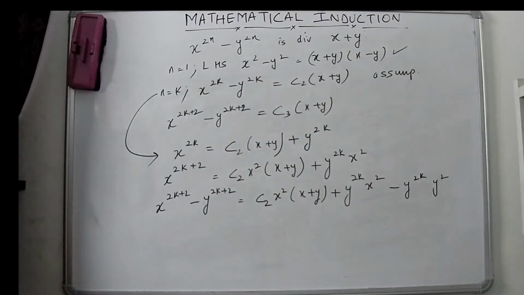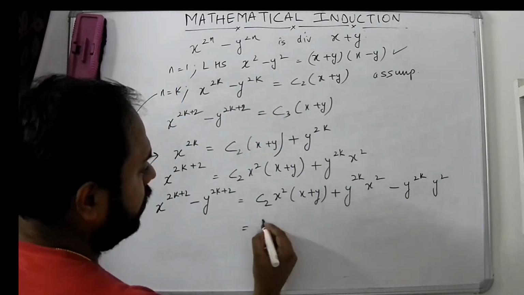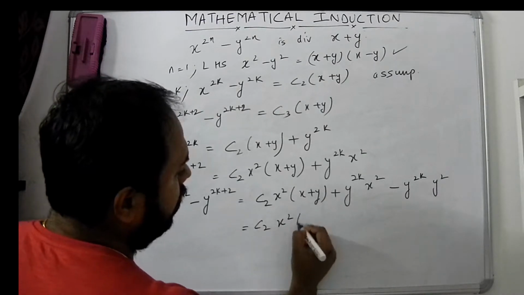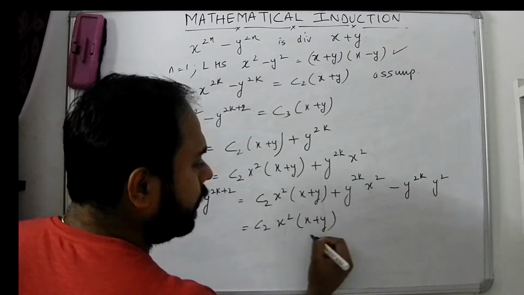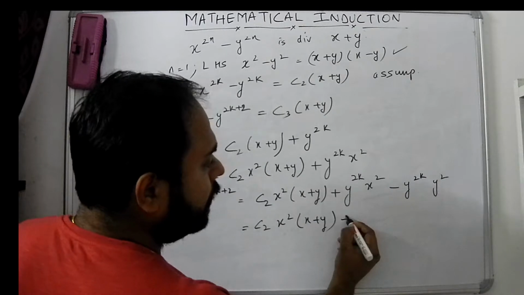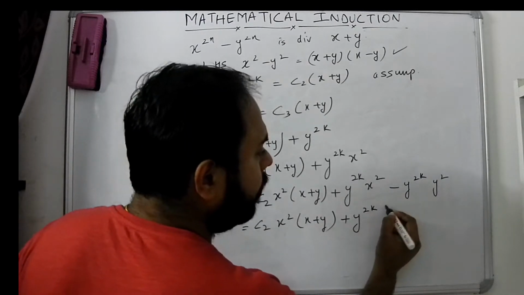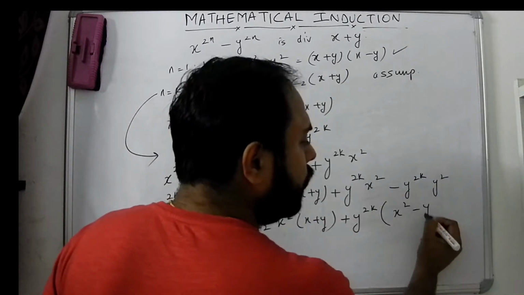This is fine. Now let's play with the right hand side. This is c2 x square (x plus y), right, plus y to the power 2k (x square minus y square), right?